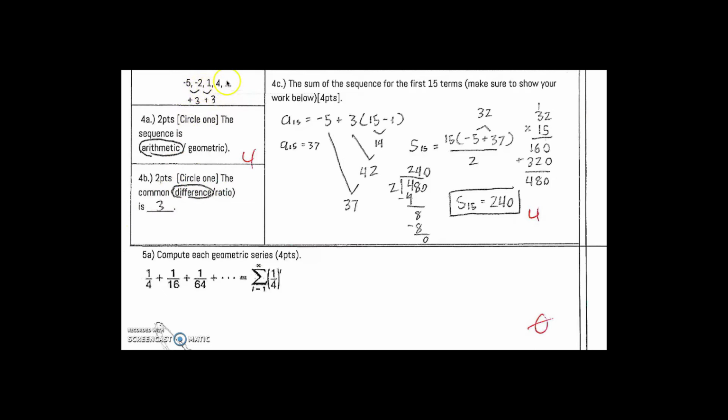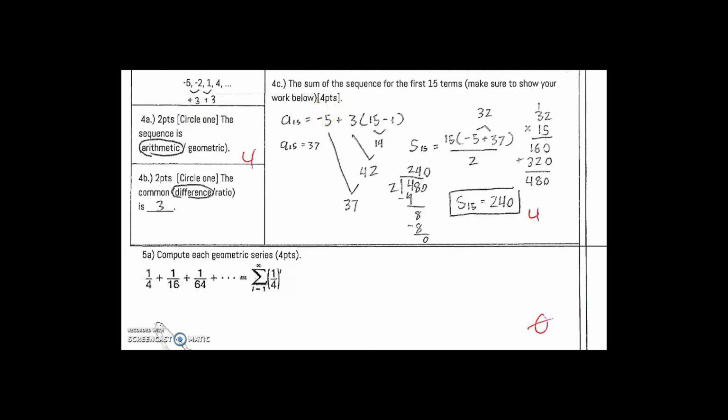Numbers are getting bigger. So based on these numbers, find the sum of the sequence for the first 15 terms, and make sure to show your work below. So it says the sum, not just the 15th term. The 15th term here uses the explicit formula for arithmetic: the a1 value plus d times n minus 1. I would have liked it if the student wrote down the formula, but I still gave them full credit.